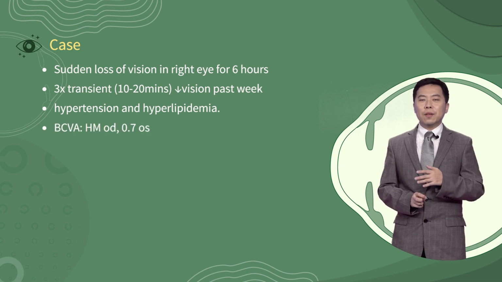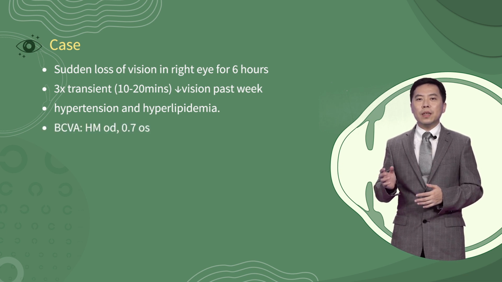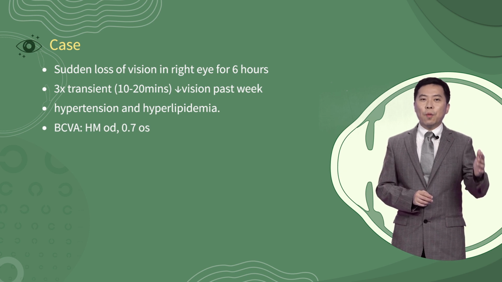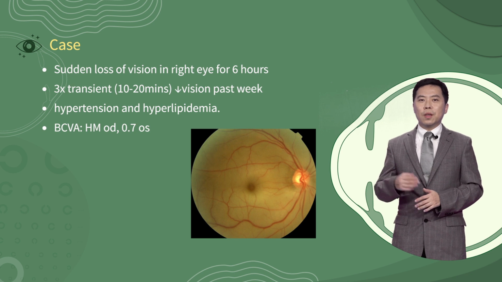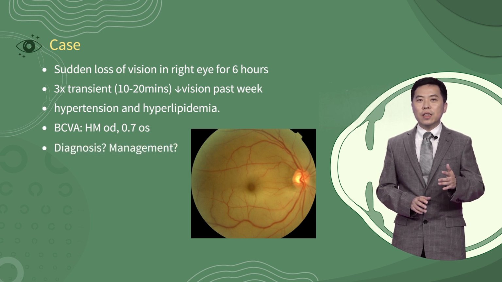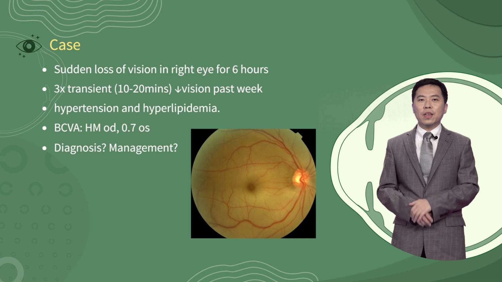The best corrected visual acuity was hand movement in the right eye and 0.7 in the left. This is the fundus photo of the right eye. What's the diagnosis and how do we manage this patient?